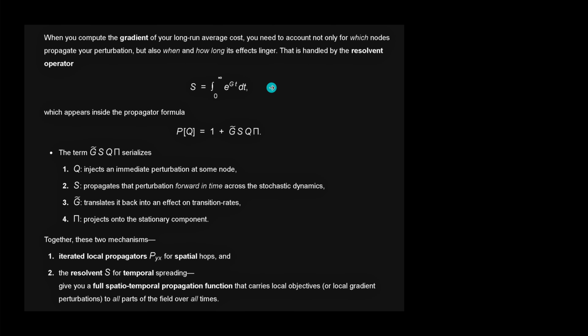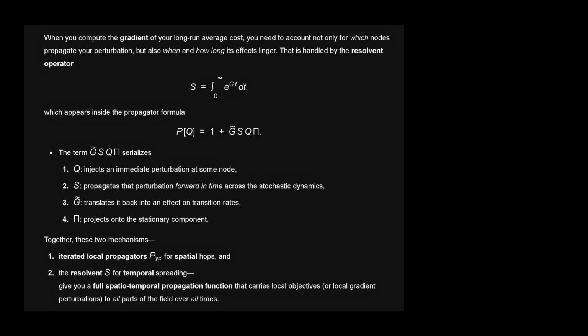And you remember this equation? Yes, of course. And it appears that inside the propagator, there's a specific form and we have different terms. Q injects an immediate perturbation at some node. S here propagates the perturbation forward in time across the stochastic dynamics. Our G tilde now translates it back into the effect on transmission rates. And then, we have a pi that projects onto the stationary components. But this is not so important if you don't really want to calculate this.